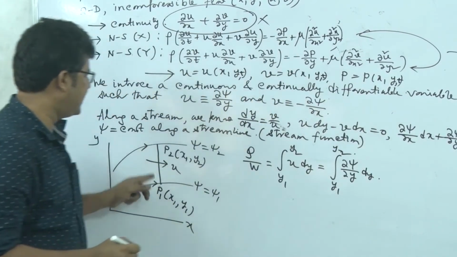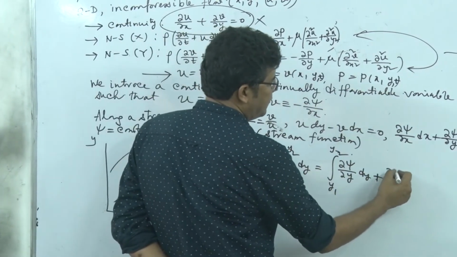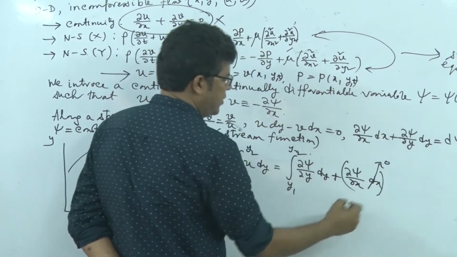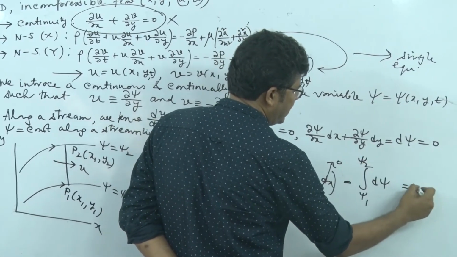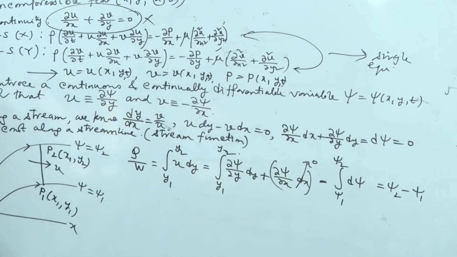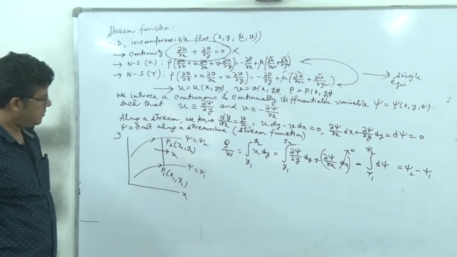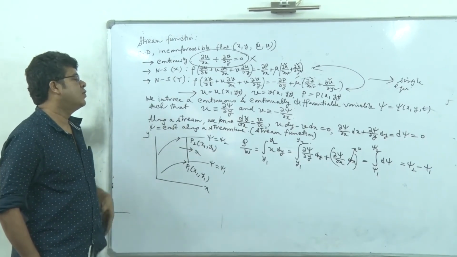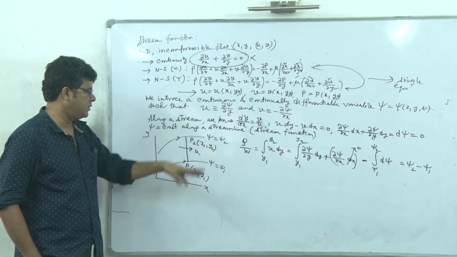Now you see along this line x is not changing, so dx is equal to 0. So even if you write that ∂ξ/∂x dx, basically it is equal to 0. So overall it changes to dξ from ξ1 to ξ2, eventually giving ξ2 minus ξ1. So the difference of these stream functions between these adjacent streamlines will give you the flow rate per unit depth, right? The flow rate per unit depth.